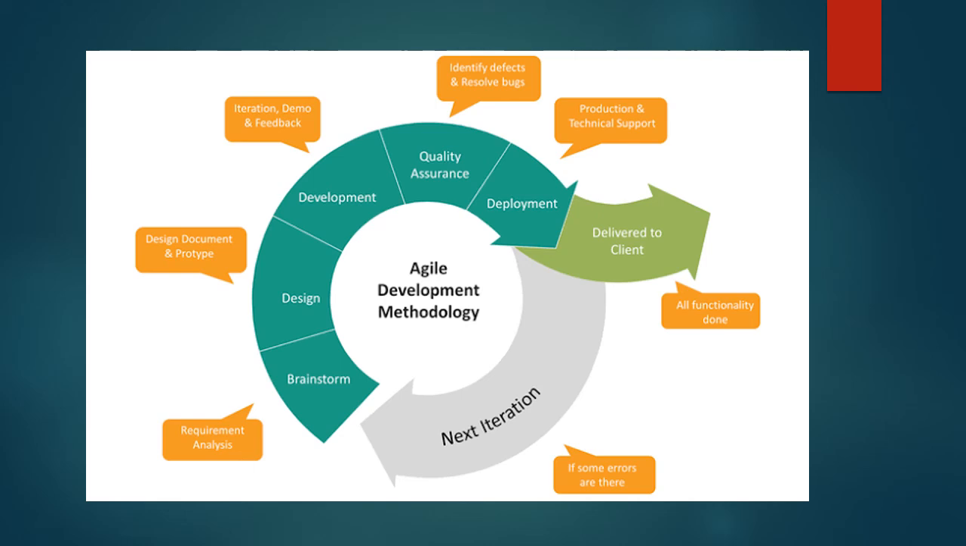So if your project is approved by the client or the customer, it will be delivered to the client. And if not, the next iteration will follow, and you'll go back to the brainstorm, design, development, quality assurance, and then deployment, and so on and so forth until the client or the customer approves your project. So that is how you keep on repeating the entire life cycle, and that way you're able to accommodate changes much easier.